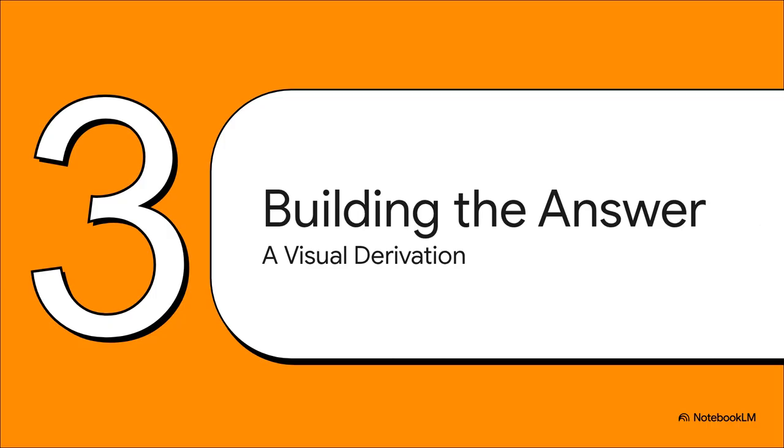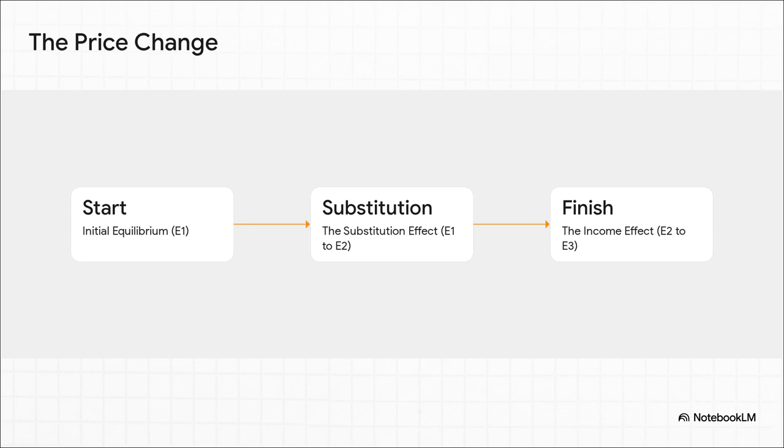All right, theory's great, but let's actually see this in action. We are now going to build the graph, step by step, so you can see exactly how this tug of war between the substitution and income effects plays out visually. Okay, so the entire price change can be broken down into three main moves on our graph. We've got the initial starting point, then we isolate the substitution effect, and finally, we see what the income effect does. Let's start at the beginning, at point 1.